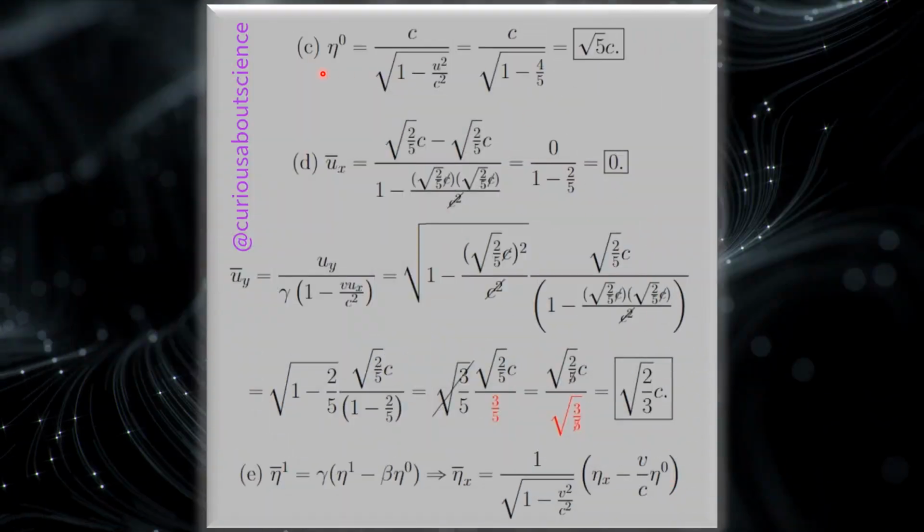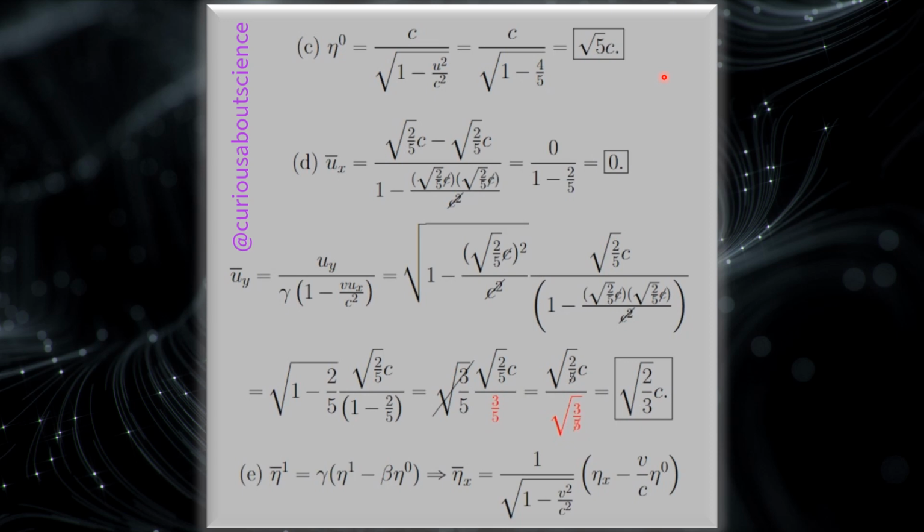Alright, so for part C, we're looking for what the 0th component was, which was a c over the square root that we have here, and that's still easy because we remember that from last time. 1 minus 4 over 5 led to the square root of 5, so we're good there. And we see that we get root 5c.